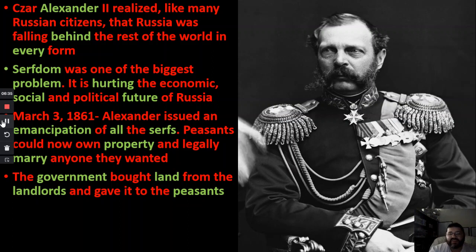On top of that, he goes, you guys can now own property and the government's going to help you out. We're going to get to that in a second. And lastly, you could legally marry anyone you wanted. Now, I had some students in class tell me, well, couldn't they do that before? No, they would have arranged marriages where your parents made a legal agreement for you to marry somebody you probably have never met. And if you didn't marry them, your family lost everything they had.